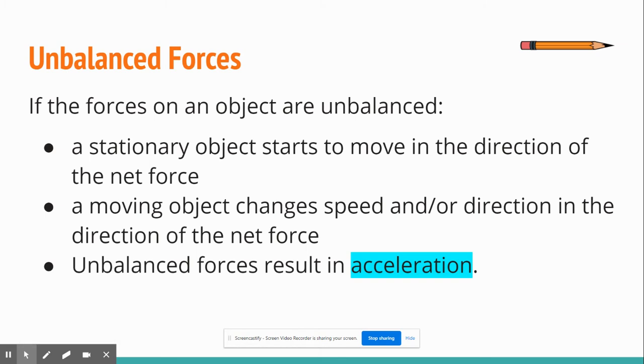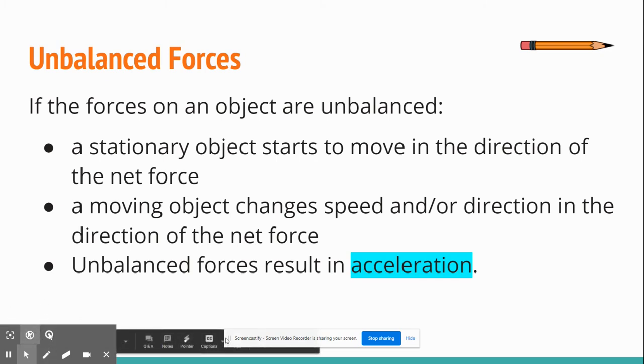And so that truck would start to move, or it would speed up, it would accelerate to the right. If the forces on an object are unbalanced, if it's a stationary object, it will start to move in the direction of the net force. If it's an object that's already moving, then the object is going to change speed or direction in the direction of the net force. So an unbalanced force results in acceleration.